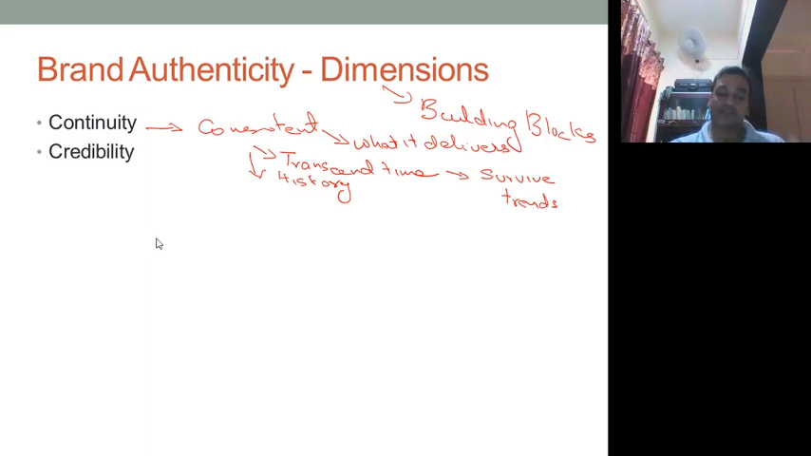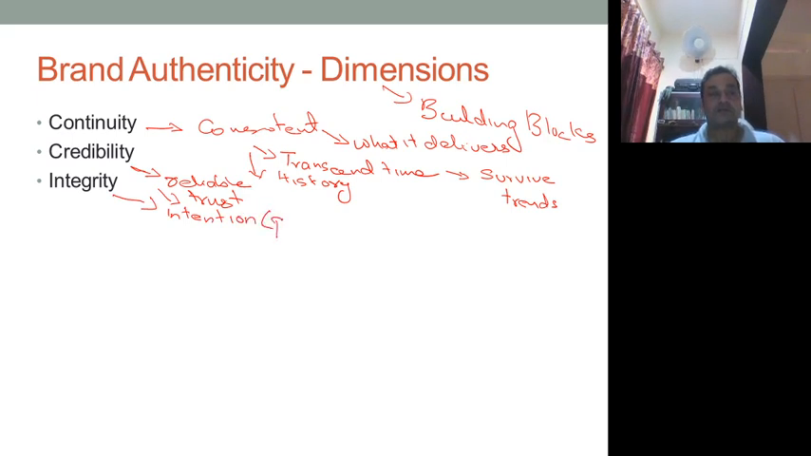Second dimension which the author talks about is credibility. Now, what do you mean by credibility of a brand? This is something which we all know, whether how reliable the brand is, whether the consumers are able to trust the brand. So that becomes very very important when we talk about building brand authenticity. And the third is integrity. Now this is where the intention of the brand becomes very very important.